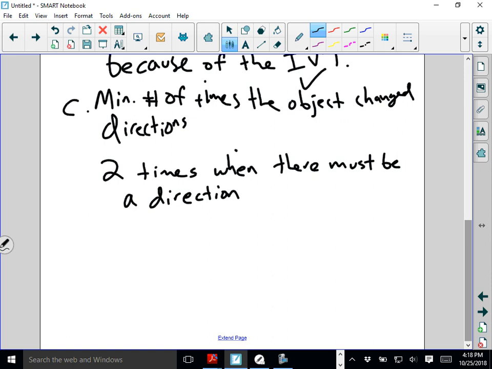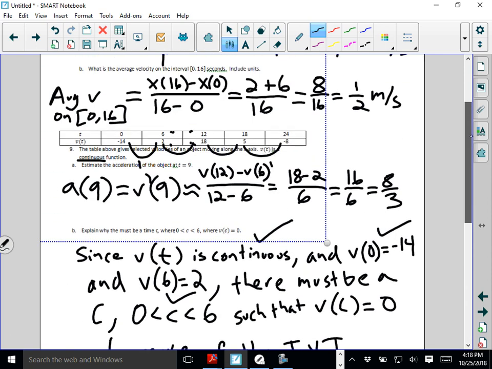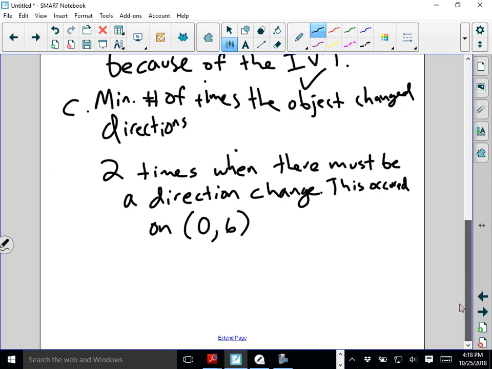There are 2 times when I must have changed directions, and I know that because there are 2 times where my velocity switches signs. You can say this occurred on the interval 0, 6. So there was for sure a direction change on 0, 6, and there was for sure a direction change on 18, 24. There may have been more than 2, but I know for sure there are at least 2.